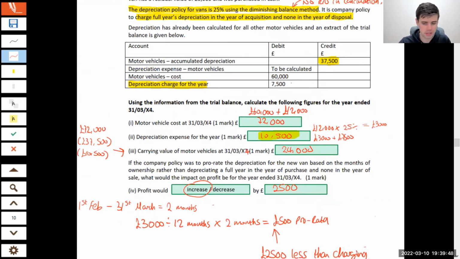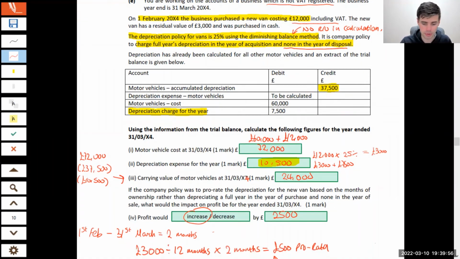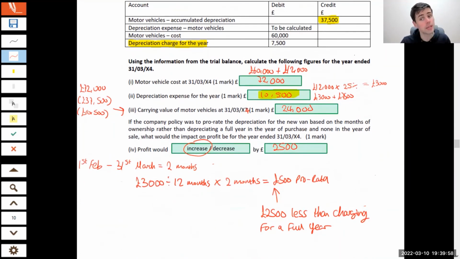If I go back to the original question, it says none in the year of disposal. So whenever I get rid of this asset, finally, in that last year, I'm not going to charge any depreciation. If I'm doing it pro rata, I will still have to charge for the amount of months that I owned it in the year I got rid of it. So it does eventually balance itself out, okay?